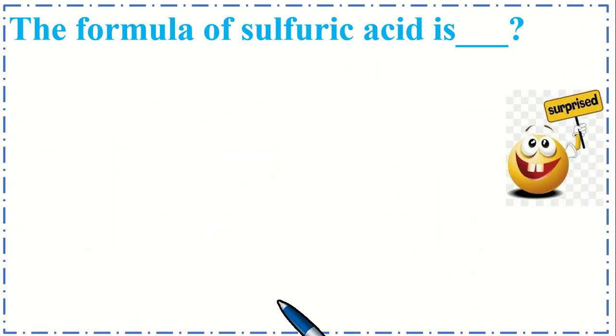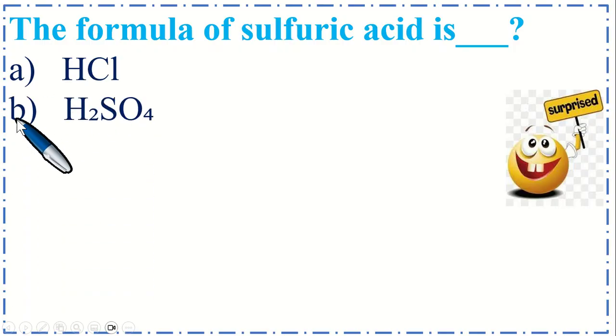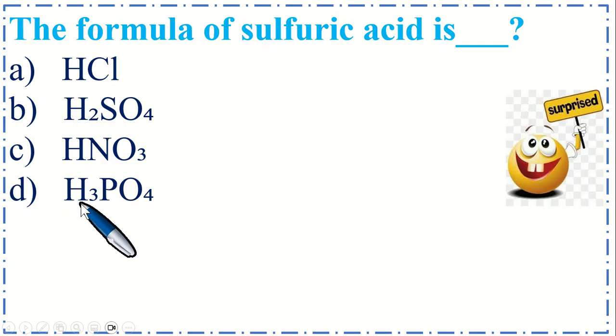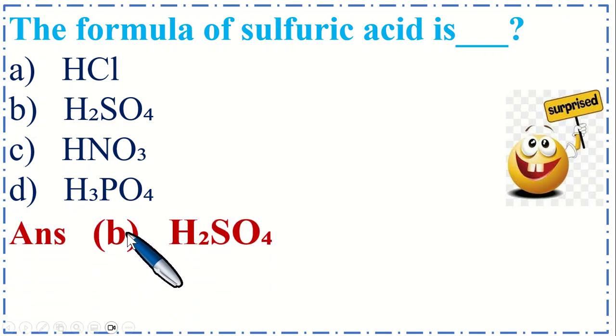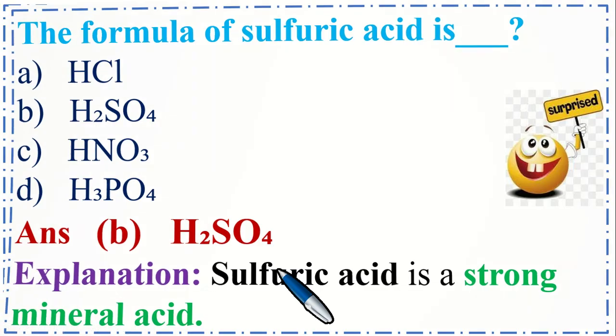Dear students, this is a very important MCQ. The formula of sulfuric acid is option A HCl, B H2SO4, C HNO3, and option D H3PO4. So the correct option is B H2SO4. H2SO4 is sulfuric acid. Basically, it is a strong mineral acid.